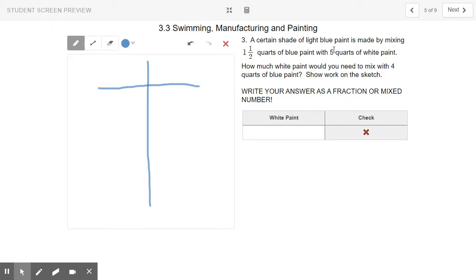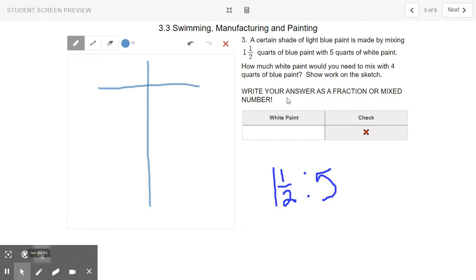So for this one, somebody's mixing paint. And to make the paint, it's saying that they're mixing 1.5 quarts of blue paint, all right? So they're going to do 1.5 quarts of blue to every 5 quarts. I'm just rewriting this as a ratio, right?